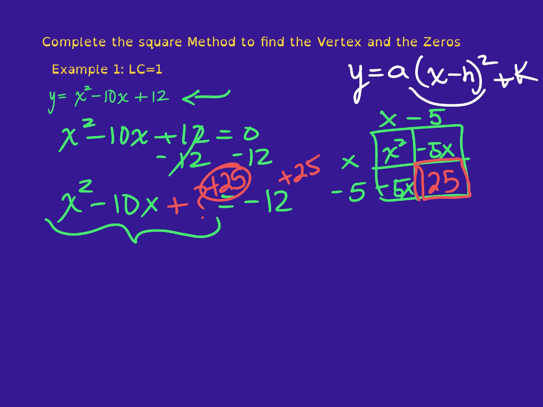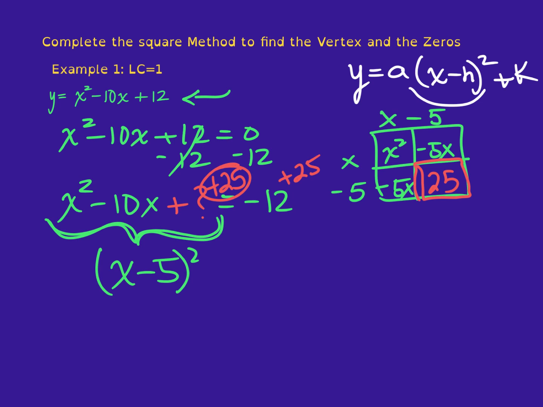It's because I want to turn this expression here, the one we talked about, into a perfect square in factored form, like this. So x squared minus 10x plus 25 is the same thing as (x minus 5) squared.